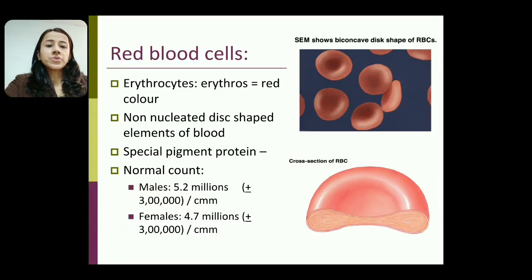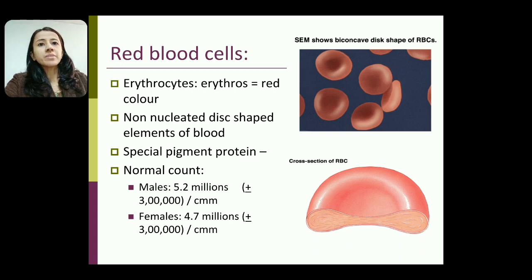Hello everyone, today we'll discuss red blood cells, also known as erythrocytes. Erythros means red color. They are non-nucleated, disc-shaped or biconcave-shaped elements of the blood. They are red in color because of the presence of a special pigment protein, that is hemoglobin.